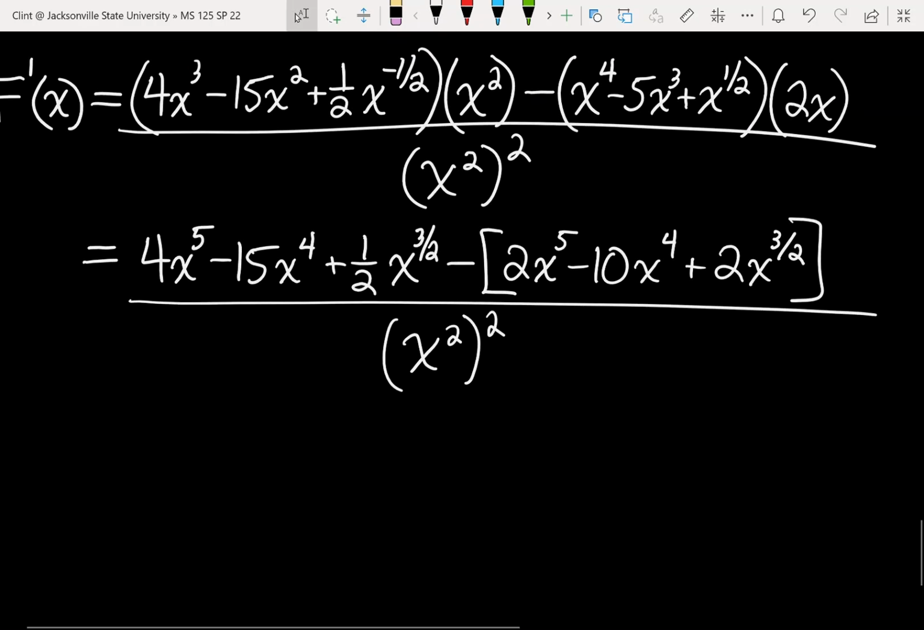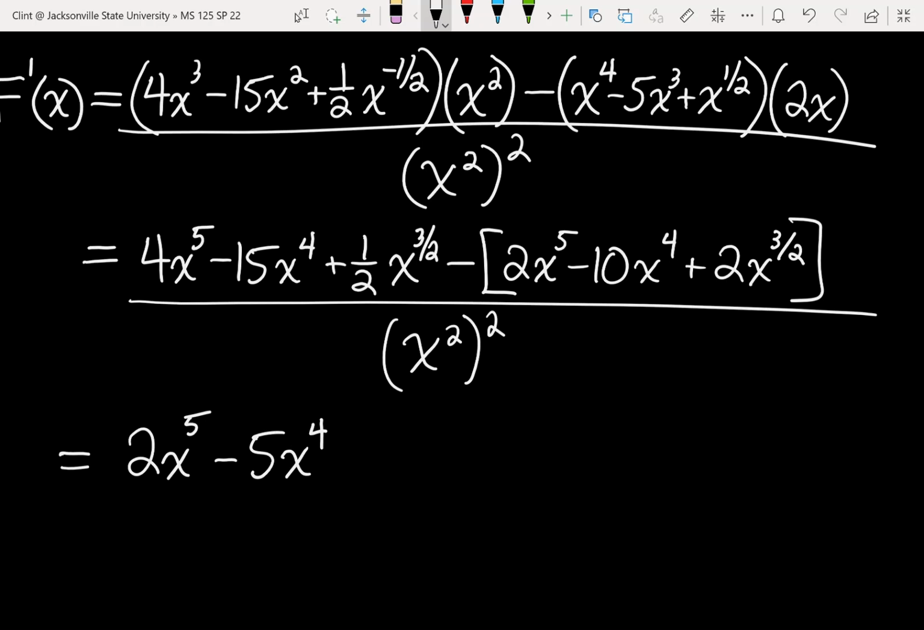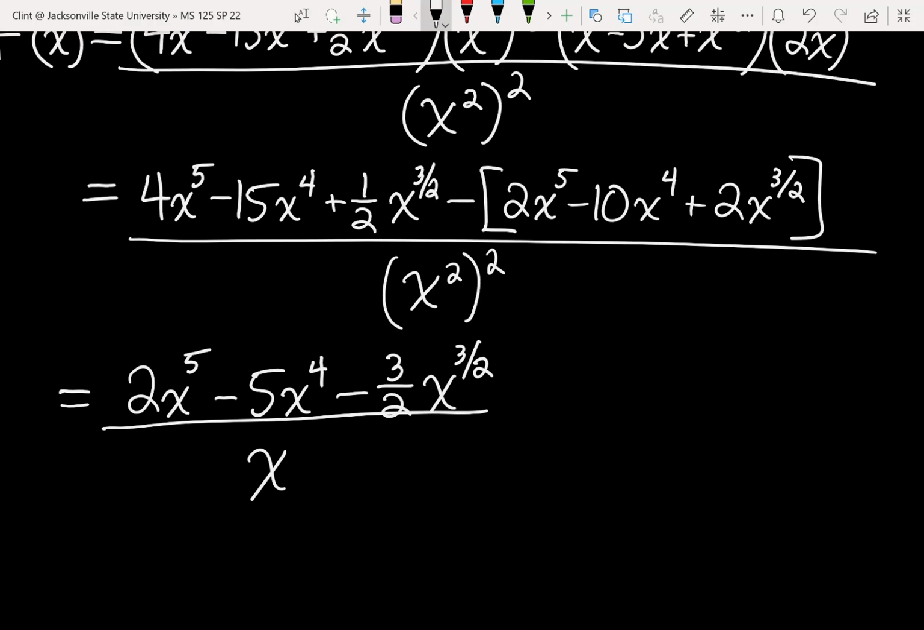So now what? We have 4x to the 5th minus 2x to the 5th, so that's 2x to the 5th. Then minus 14x to the 4th minus a negative 10x to the 4th, so that's plus. So we get minus 4x to the 4th. And then 1/2 x to the 3/2 minus 2x to the 3/2, so that'd be minus 3/2 x to the 3/2 over, in this case, it's going to be in our best interest to call it x to the 4th.